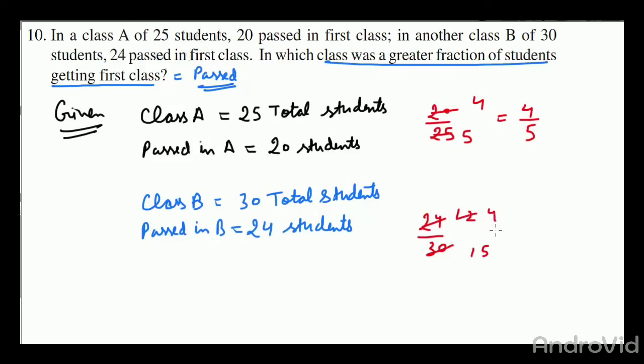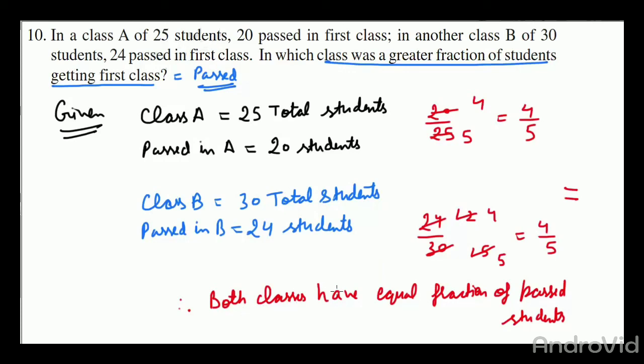Again, 4/5. Hooray! We got both the same fractions, so both fractions are equal. Therefore, both classes have an equal fraction of passed students. That is your answer.